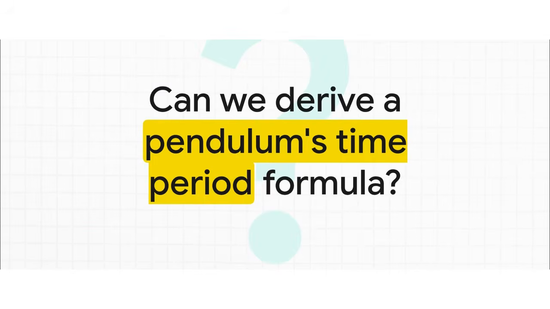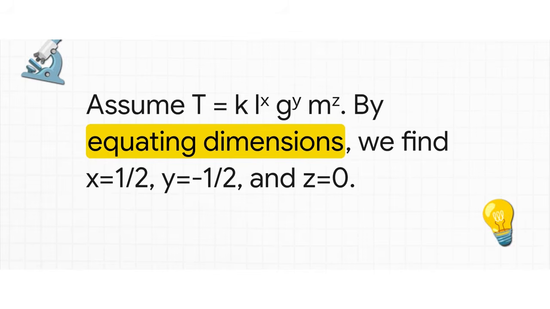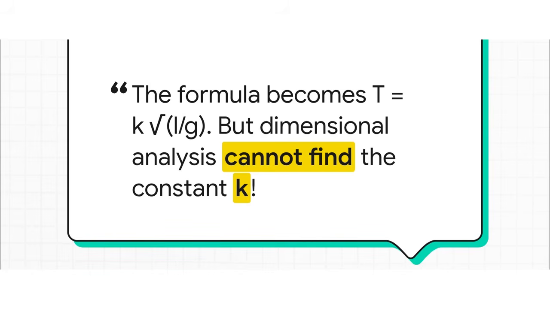Can we actually use dimensional analysis to derive a formula from scratch? Like for the time period of a simple pendulum? Let's give it a shot. So what we do is we start by assuming that the time period T depends on the pendulum's length L, the bob's mass m, and gravity g, each raised to some unknown power, x, y, and z. Then, by writing out the dimensions on both sides of the equation and making them equal, we can actually solve for those powers. And once you plug in those values you found for the powers, you get the formula T equals some constant k times the square root of L over g.